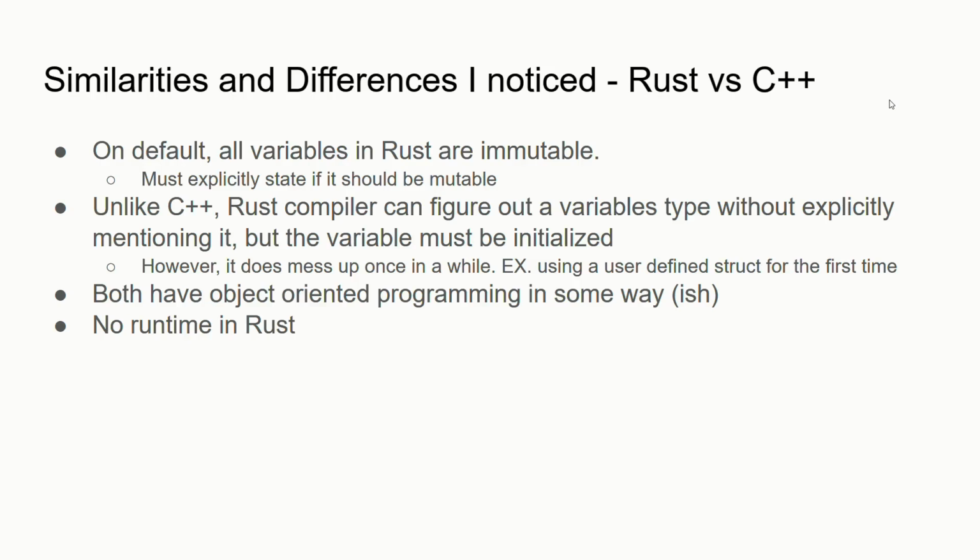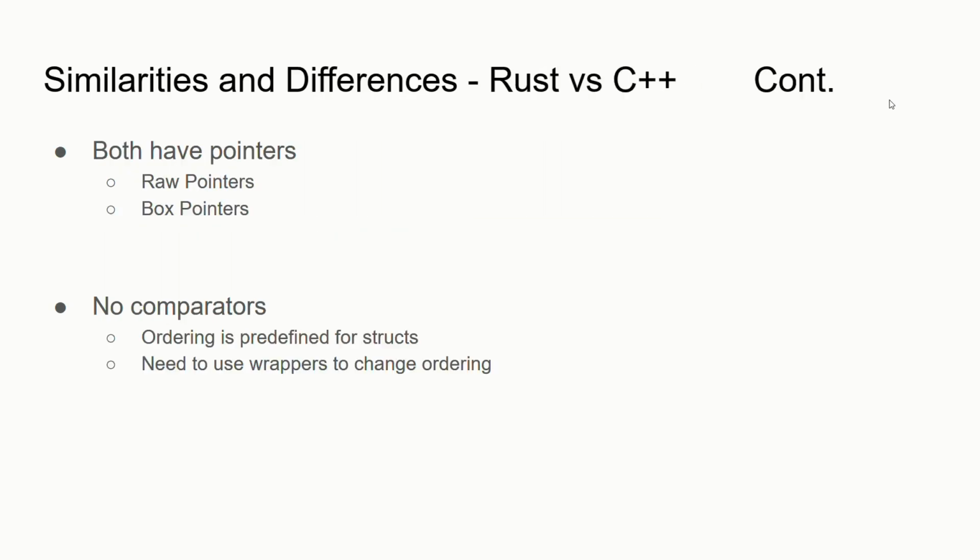Another thing I noticed is that Rust and C++ both have object-oriented programming. I know Rust doesn't really have it. It uses structs, but it mimics it really well. Another thing I noticed is that Rust has no runtime, but is able to figure out most of its errors before even running the program. Both languages also have pointers. C++ and Rust both have raw pointers, but Rust is safer as it has box pointers, which are safer, allowing you to reference much more easily.